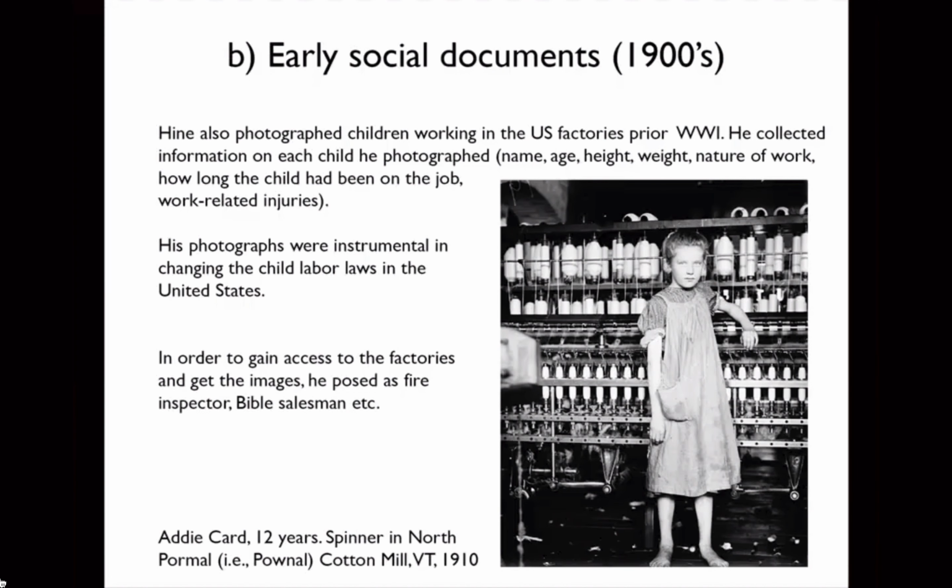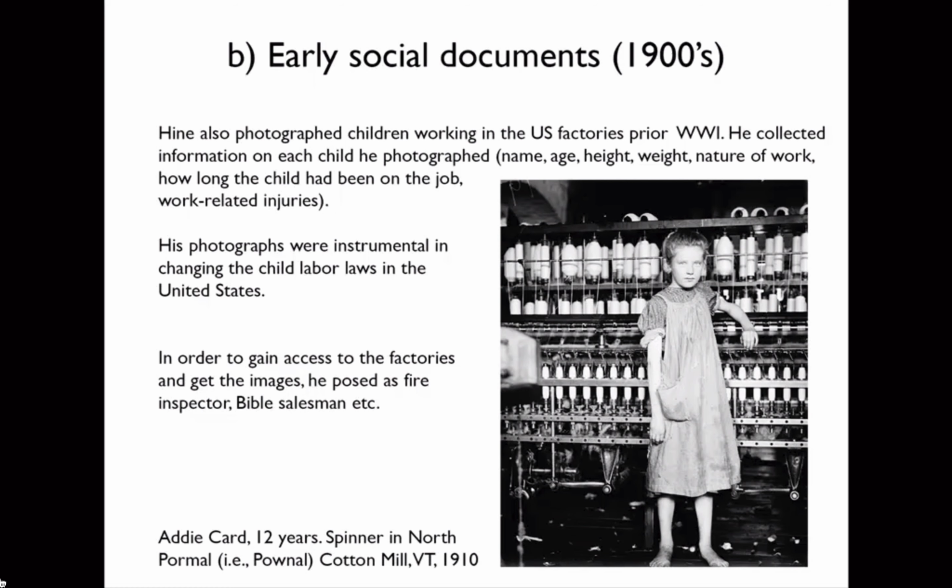What Hine also did, he photographed children working in the US factories prior to World War I. He collected information on each child he photographed, such as their name, age, height, weight, nature of work, how long they had been on the job, if they had any work-related injuries, and so forth. What is so important here, which is what social documentary is all about, is that the photographs were instrumental in changing the child labor laws in the United States. So he really succeeded in reforming that reality.